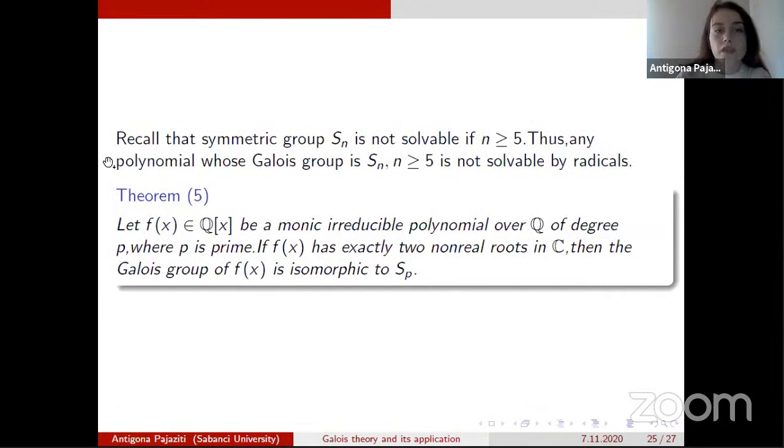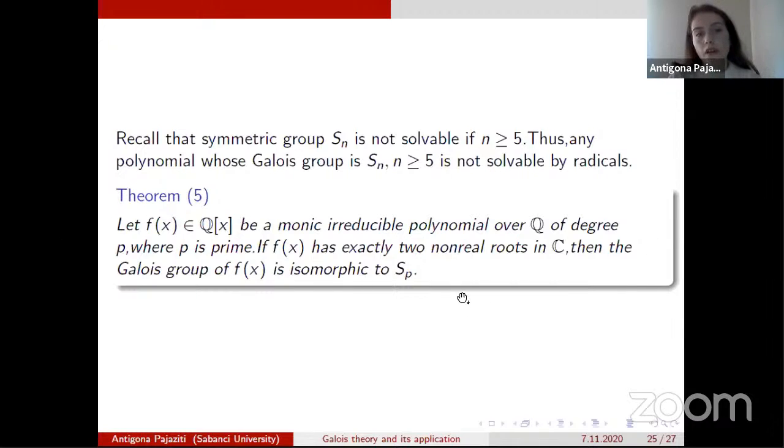We can recall from group theory that the symmetric group S sub n is not solvable if n is greater than or equal to 5. Thus, any polynomial whose Galois group is S sub n for n greater than or equal to 5 is not solvable by radicals. So here we can immediately say for some polynomials if they are solvable or not by connecting this result from group theory.